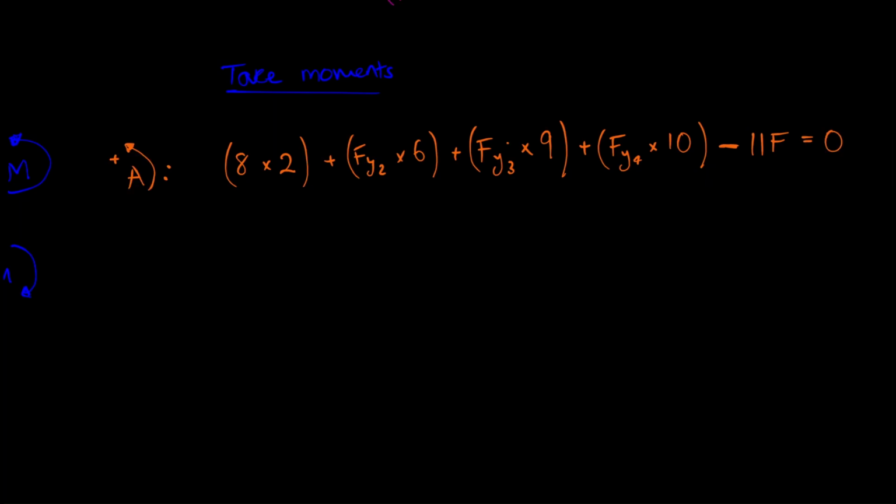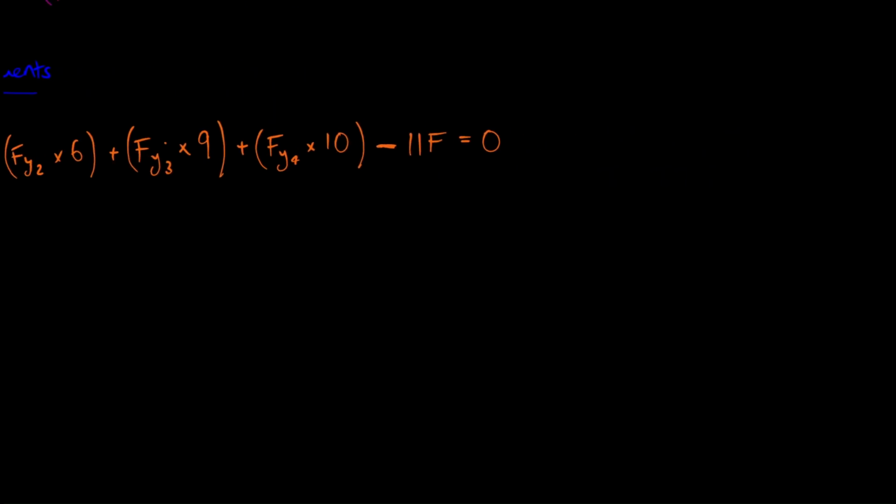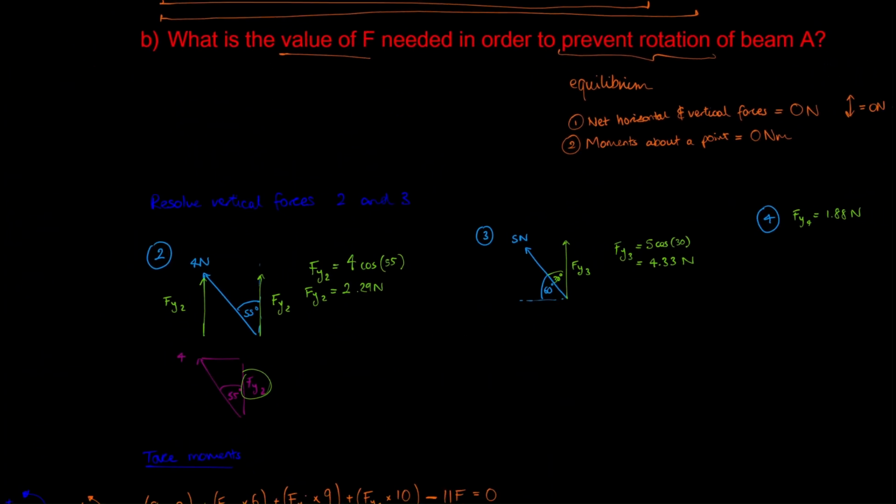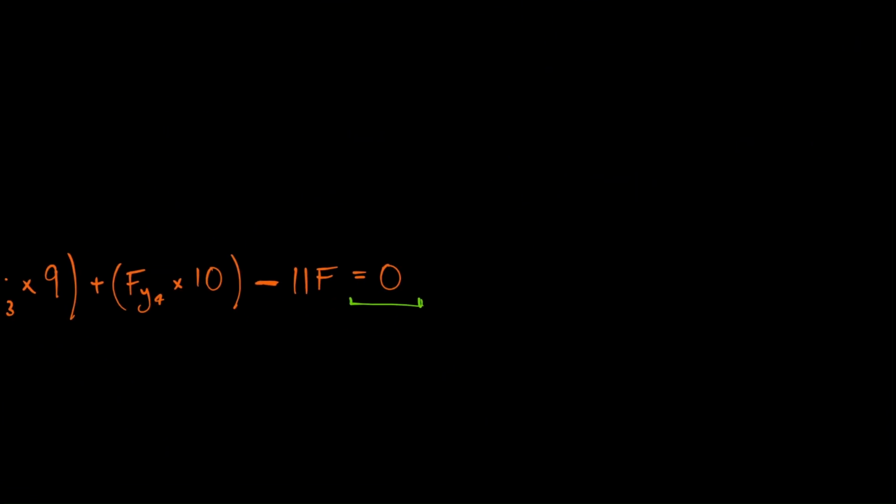Now, let me just move this to the side, equals 0. Now it equals 0 because we said we want to get it to the point of preventing rotation. So we want to get it to the point of equilibrium where the moments equal 0.